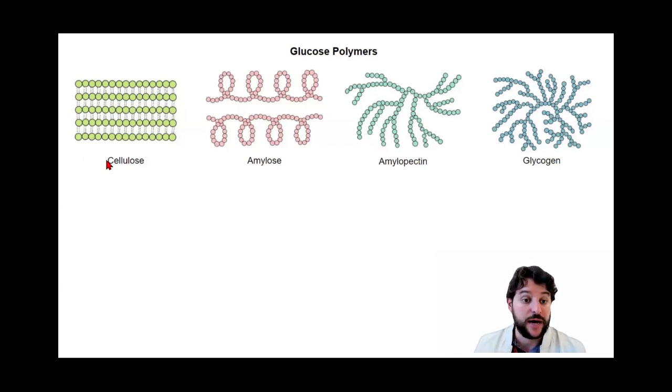First, we have cellulose, the fibers of plants. Whenever you see a tree, a plant, or even your vegetables, we're talking about cellulose. Tons and tons of glucose connected together, forming these bonds.